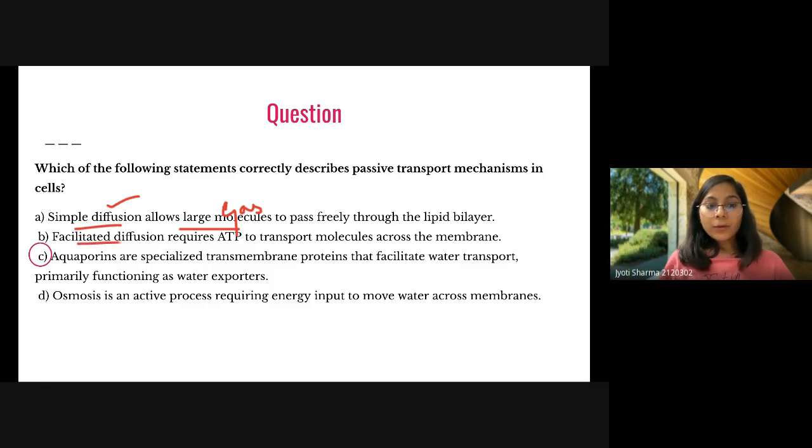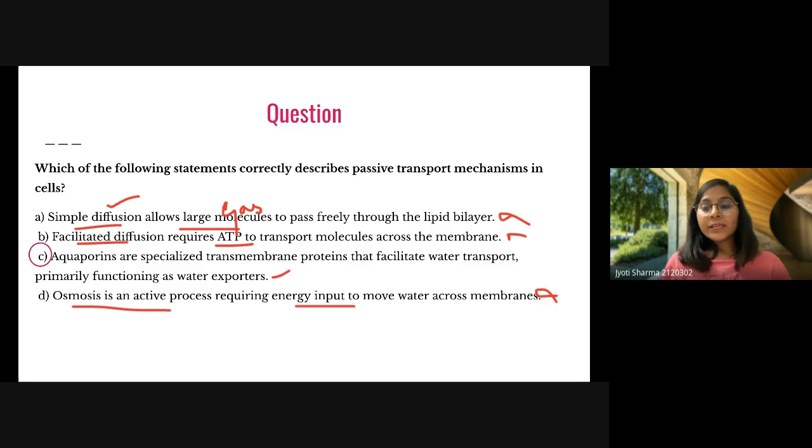Then if we are talking about facilitated diffusion, this is passive transport and it doesn't require ATP. So this is also the wrong statement. And osmosis is not active, but passive, and it doesn't require energy. So this is again the incorrect statement. The only correct statement is aquaporin. So you just have to see first the difference between passive transport and active transport.